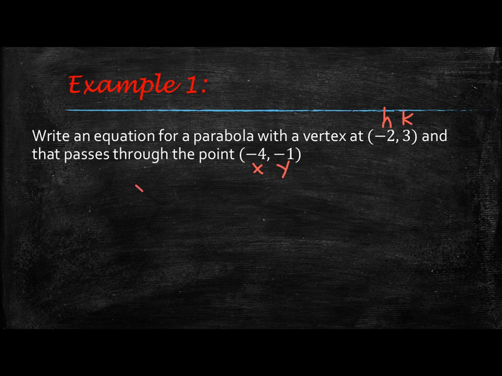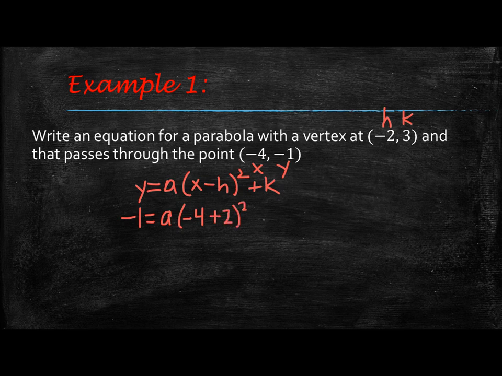Vertex form looks like this: y equals a(x minus h) squared plus k. Okay, so let's go ahead and plug in our values that we know. We know that our y is -1. We don't know a. We know that x can be -4. h is -2, but remember it's a minus negative, which is going to make that a +2. And then we're going to square it, and then plus k is +3.